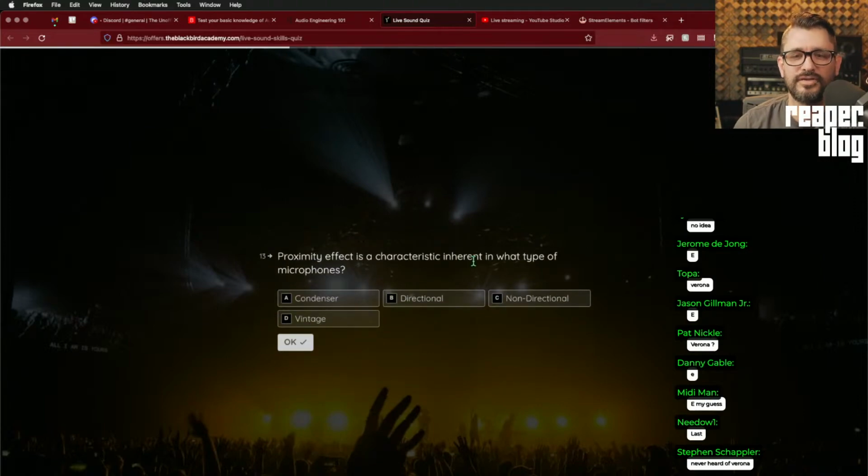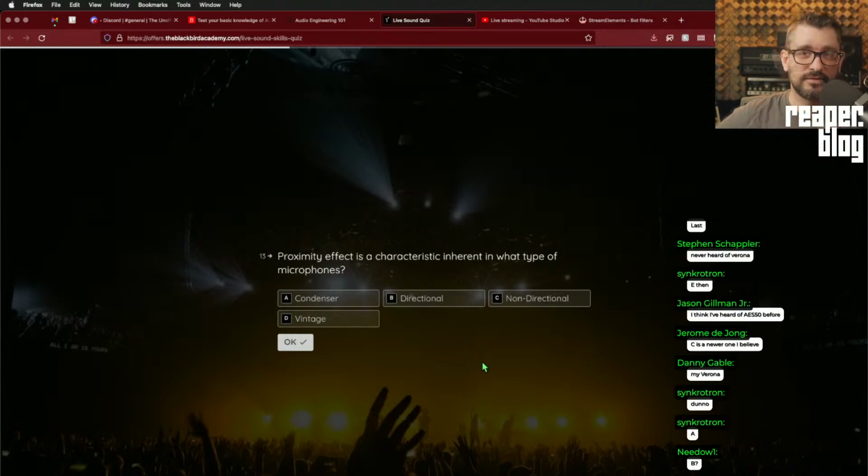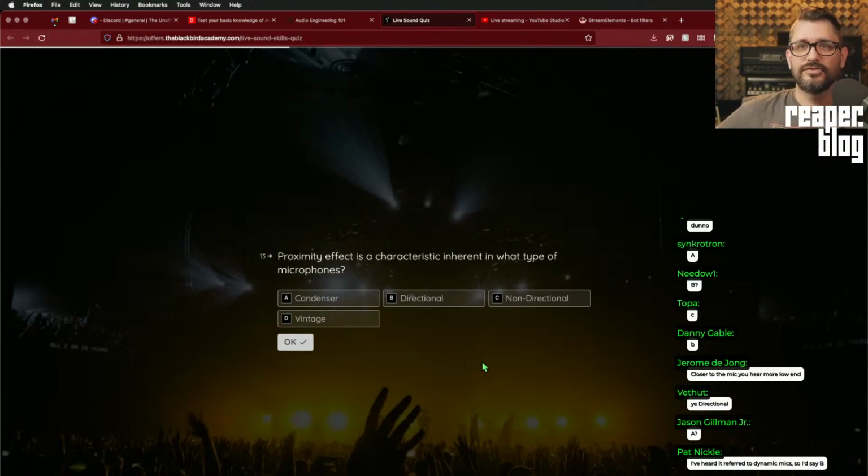Proximity effect is a characteristic inherent in what type of microphones? Condenser, directional, non-directional, and vintage. What is proximity effect? Proximity effect is the difference in low frequencies when you're talking really close versus talking over here. This microphone has proximity effect, but other microphones don't. Is it because it's a condenser microphone? Is it because it's a dynamic microphone? It's polar pattern. I've heard it referred to dynamic mics, so it's a B.